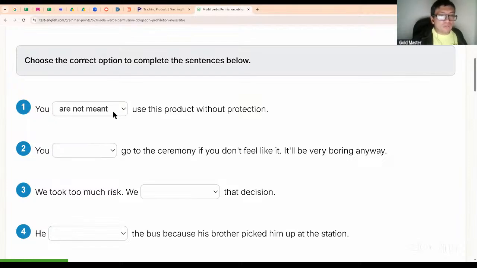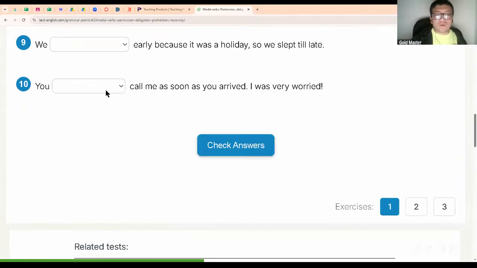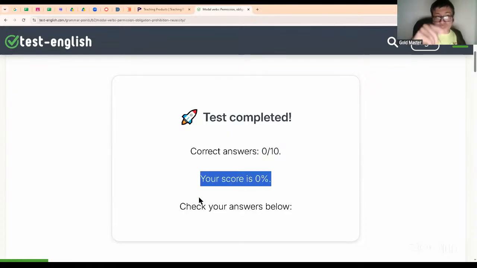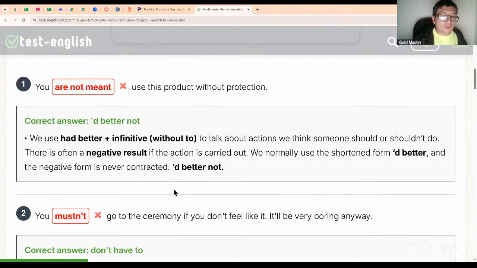In here, you complete this, and you just say, okay, I have terminated. Let's just say that you have terminated already, and you have to check your answers in here. So you click the button here that is in the middle of your page, in the middle of your screen, and you have your test completed. Of course I have my correct answer 0 out of 10 because I have done nothing, so my score is 0%, but yours is not going to be like this. You have to check your answers your own way.